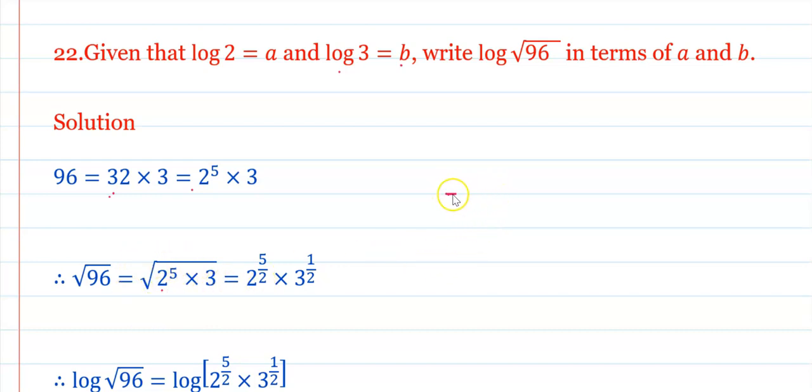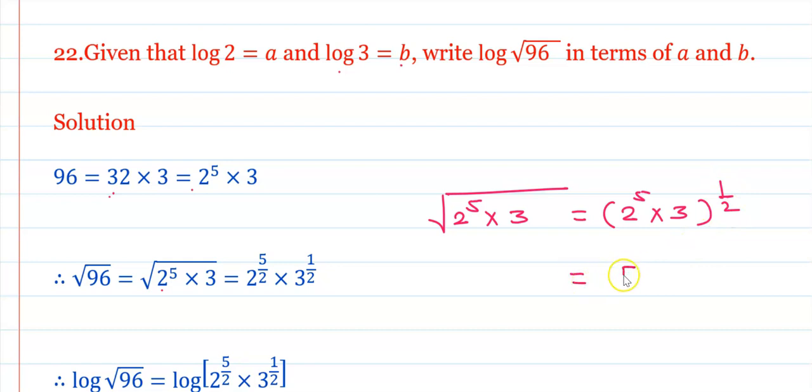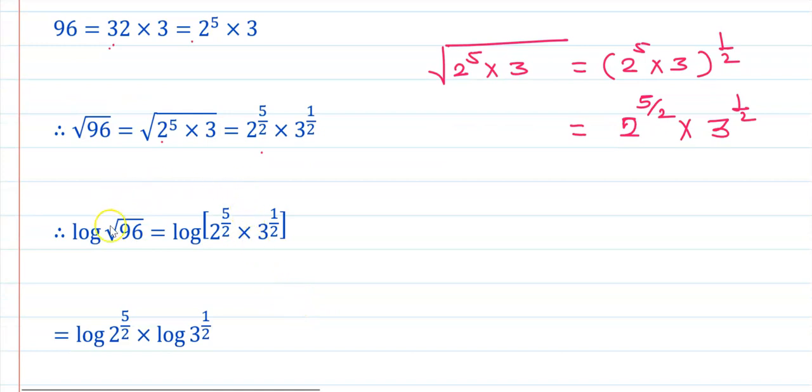Then this can be written as 2 raised to 5 into 3, and this whole bracket raised to 1 upon 2, and that is 2 raised to 5 upon 2 into 3 raised to 1 upon 2. Okay. Now the next, take the log on both sides. That is, the log of root of 96 is equal to log of, in square bracket, 2 raised to 5 by 2 into 3 raised to 1 upon 2.